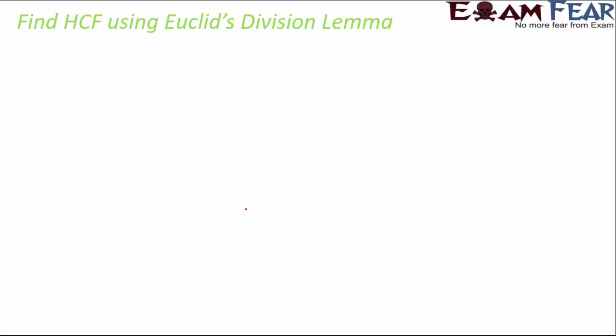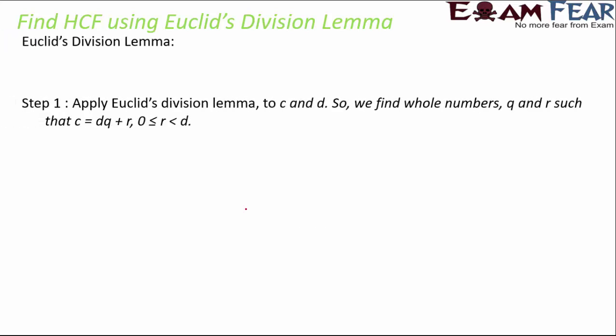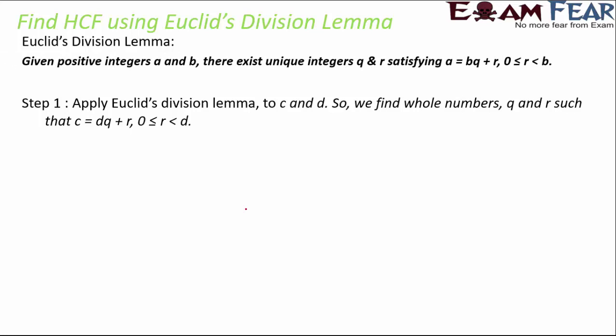So find HCF using Euclid's division lemma. So what is Euclid's division lemma? It talks about an entire procedure by which without doing actual division, you can still do it. So this states that given positive integers a and b, there exist unique integers q and r satisfying a is equal to bq plus r. Now you will see that we will work on this relationship, and that's how we will find out HCF of two numbers.